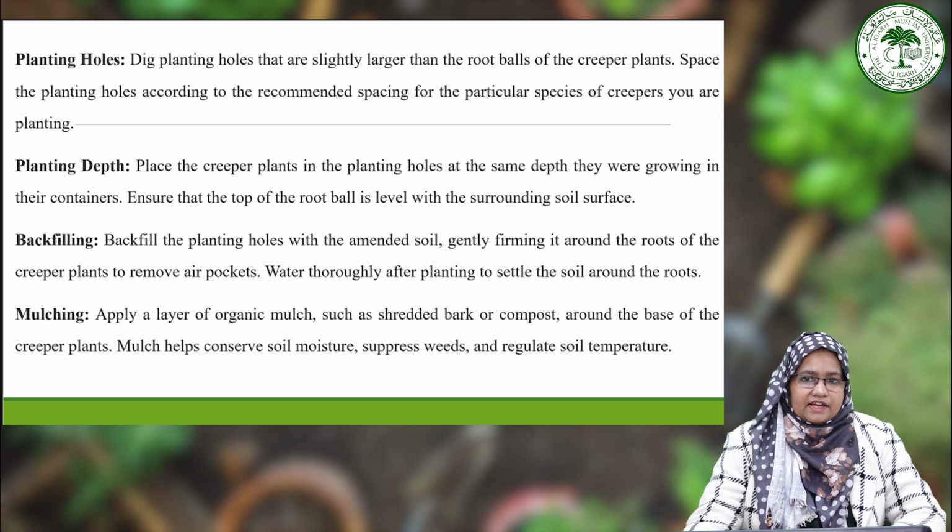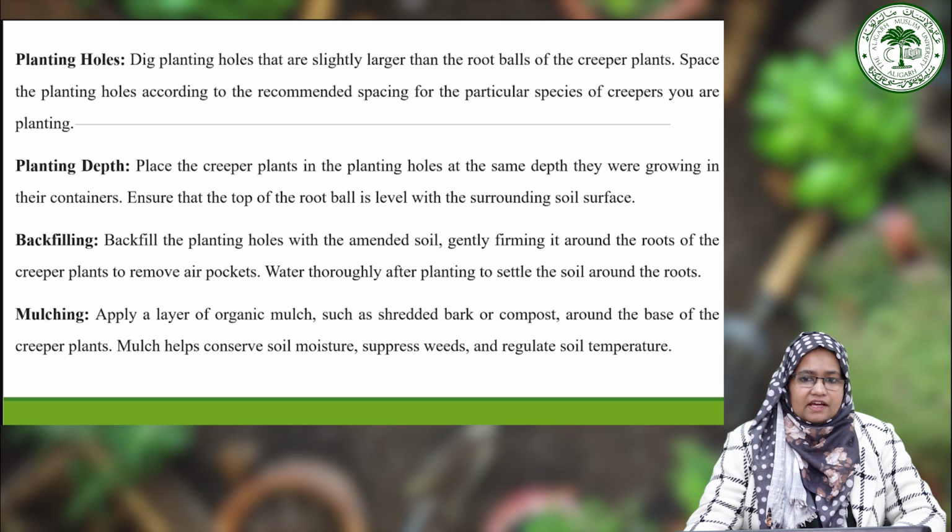Then we have to create planting holes. For this, dig planting holes that are slightly larger than the root balls of the creeper plants, ensuring proper spacing according to the recommended guidelines for the particular species. The planting depth: place the creeper plant in the prepared holes at the same depth they were growing in their containers, ensuring that the top of the root ball is level with the surrounding soil surface.